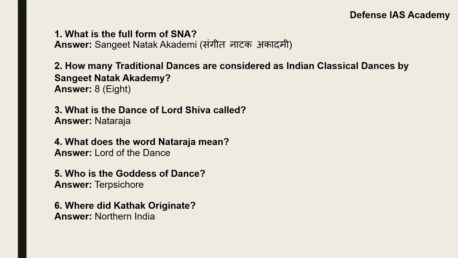So one, what is the full form of SNA? It is Sangeet Natak Academy. SNA is Sangeet Natak Academy. It is the one who approves the classical dance forms along with the government of India. Okay, so how many traditional dances are considered as the Indian classical dances by the Sangeet Natak Academy? That is 8. Answer is 8.